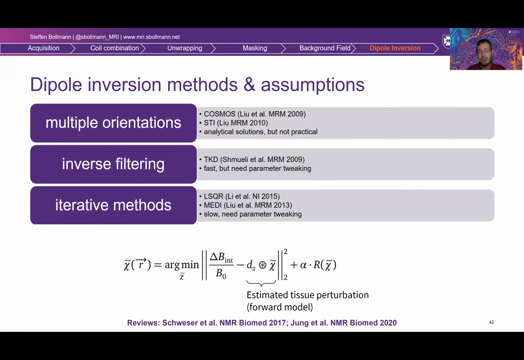Iterative methods formulate the problem as an optimization problem. We have the estimated tissue perturbation as a forward model, and we compute an error between the measured data and our forward model. Then we have a regularization term, which we need to choose. There are techniques like the L-curve procedure where we can choose how much we want to regularize our problem, but we still have to also choose a regularization formula to which we apply the regularization term. So these techniques are quite slow and they still need parameter tweaking.